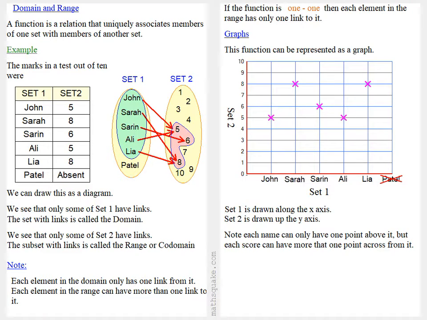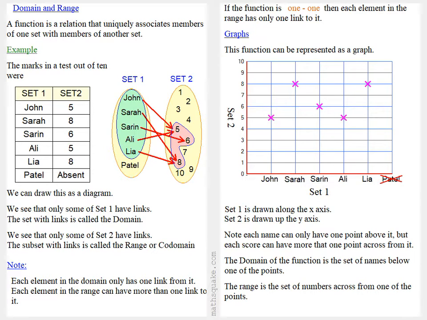So again, the important thing is that each name can only have one point above it, but each score can have more than one point across from it. The domain of the function is the set of names below one of the points, John, Sarah, Sareen, Ali or Lisa, and the range is the set of numbers across from one of the points, so 5, 6 and 8.